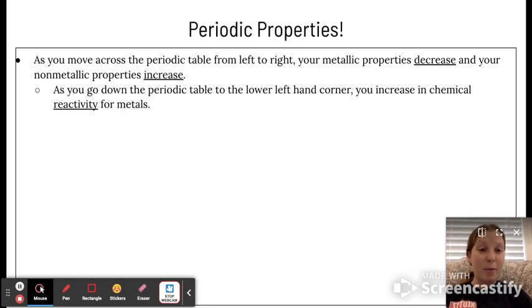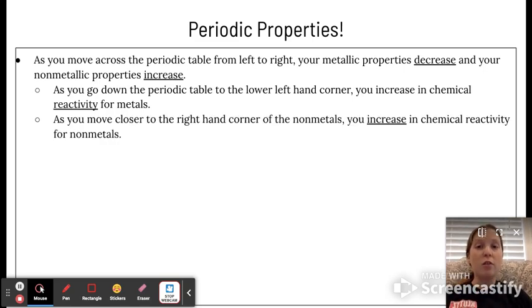So like cesium and francium are our most reactive metals, which means you put them in water and they explode very quickly. As you move closer to the right-hand corner of the nonmetals, you increase the reactivity of your nonmetals as you go up. So fluorine, we're not counting group 18, so fluorine is our most reactive nonmetal.